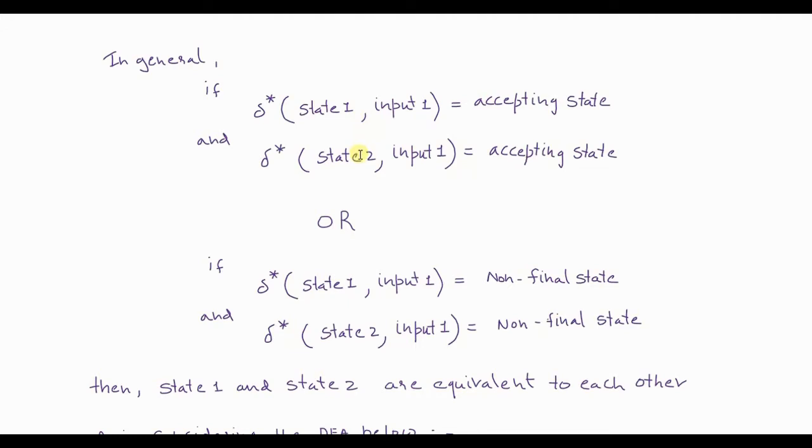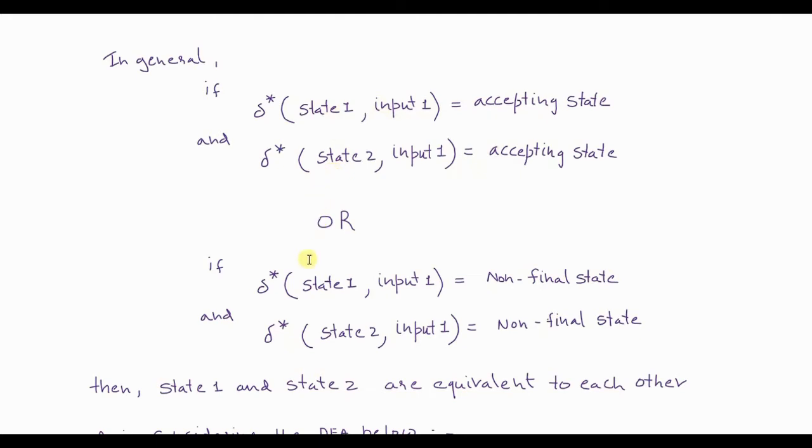In plain simple words, from a particular state of a DFA on reading a particular input, if it takes you to one of the accepting states, then from another state on reading the same input, that also takes you to an accepting state. Since state 1 and state 2 on reading the same input take you to accepting states of the DFA, I can say that state 1 and state 2 are equivalent to each other.